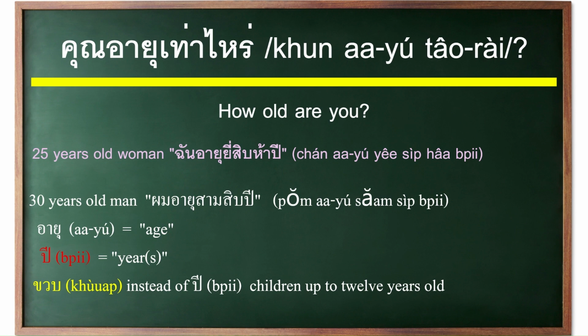When children in Thailand respond to questions about their age, they use a slightly different format from adults, particularly employing the term ขวบ instead of ปี for expressing years. This usage is specific to children up to 12 years old, as it offers a softer, more child-appropriate way to state age.